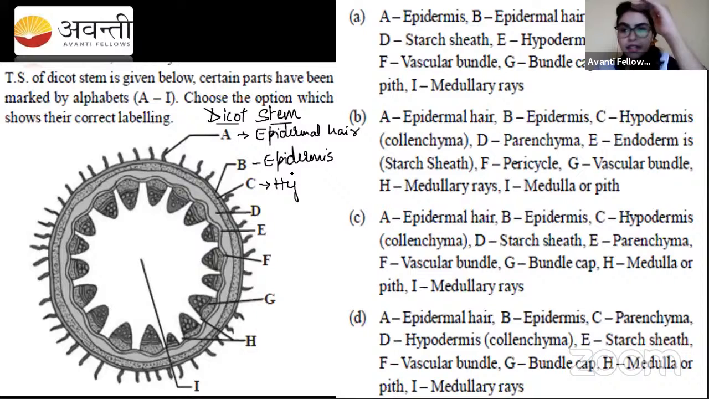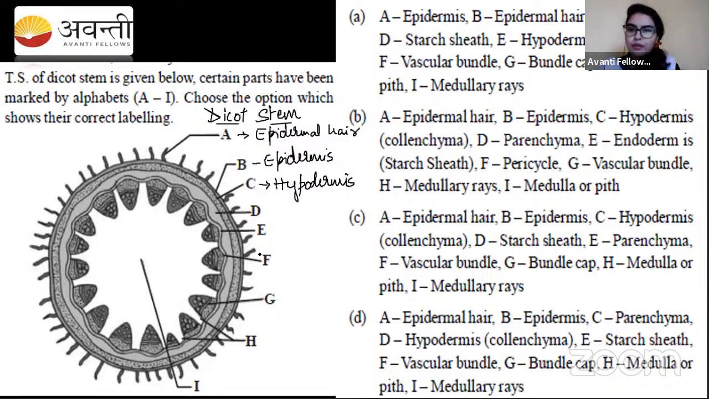Epi means above, the upper skin. Hypo means below, the lower skin. So epidermis is the upper one, hypodermis is the lower skin. You can remember it like this. So the hypodermis is made up of collenchyma. Usually the hypodermis will be 3 to 4 layers; the hypodermal cells of collenchyma are usually 3 to 4 layers.